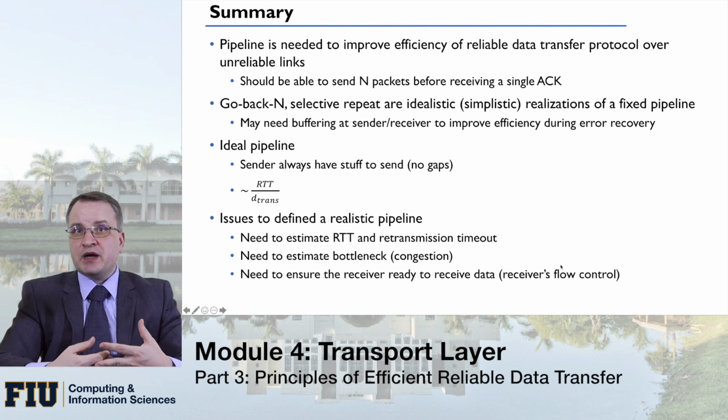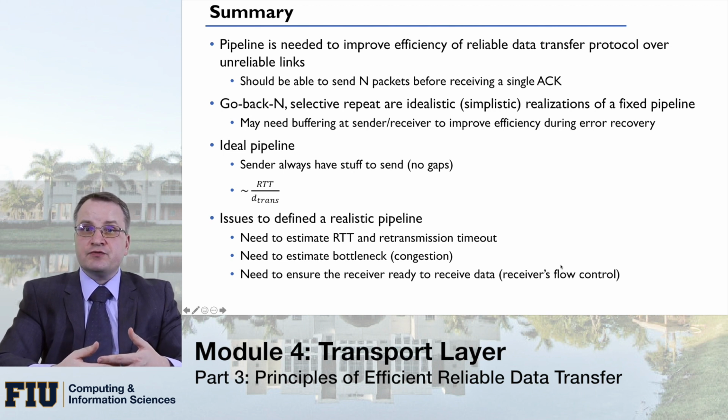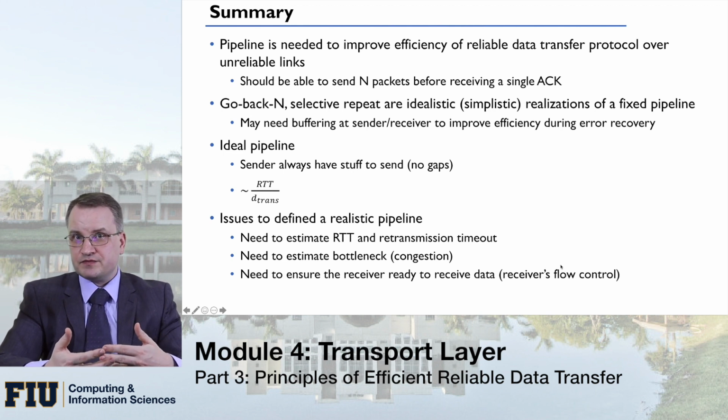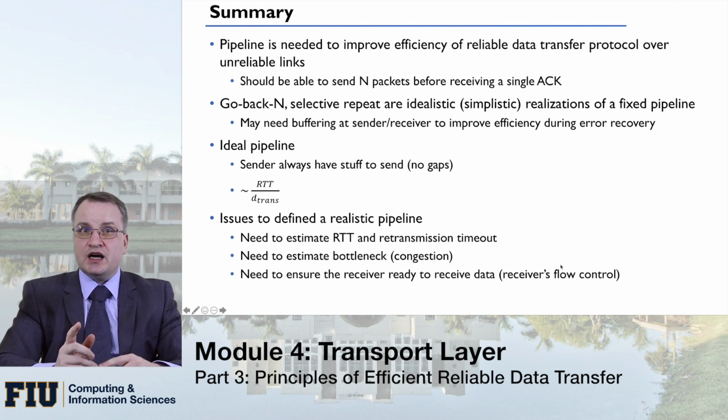And with an ideal pipeline, there is a dependency on the number of packets that need to be sent out before being acknowledged. And this number is, as I said, not static, but rather depends on the RTT and the transmission delay, and all these parameters vary. To realize a realistic pipeline, you actually have to do this estimation. You have to estimate RTT, and you have to estimate the retransmission timeout. And for this one, I will ask the question online.